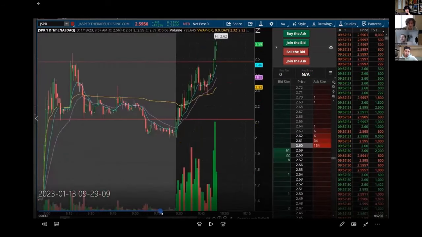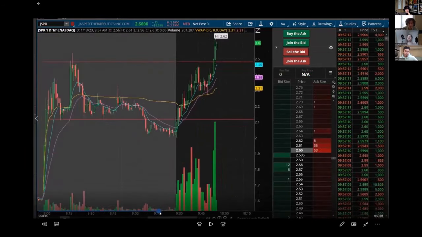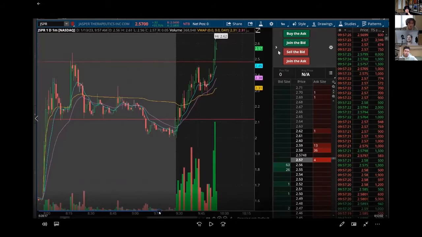But it's not often I would do full size. It really depends on market conditions as well. That's also a factor. Probably the biggest factor is market condition.